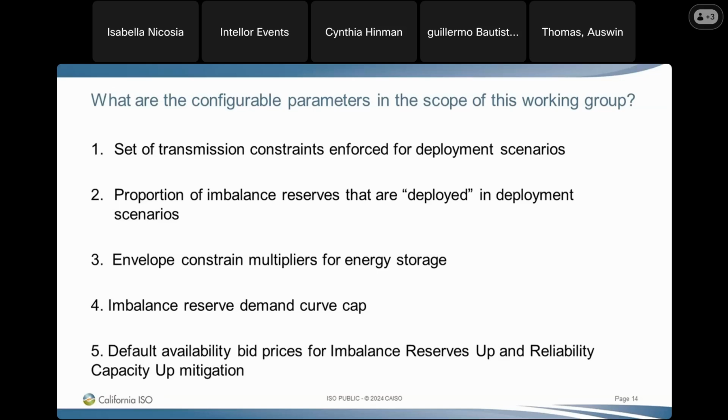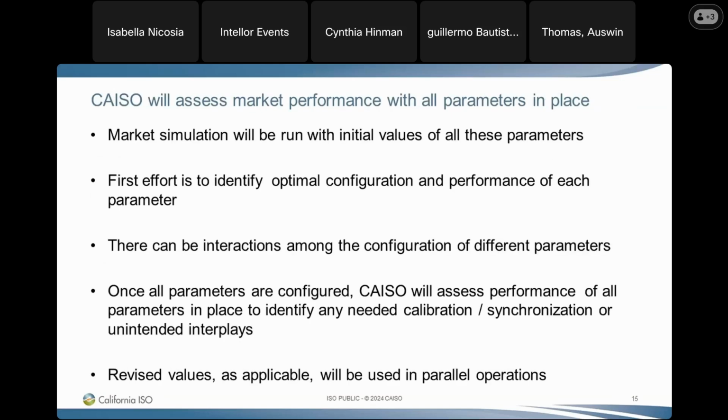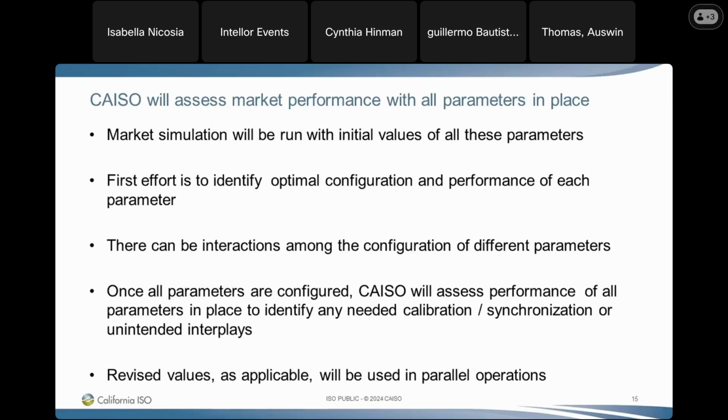So the market simulation will begin with initial values set for each of these 5 parameters. Using results from the market simulation and ad hoc analysis after simulation, we can identify the optimal configuration and performance of each parameter. And because there can be interactions among the configuration of these parameters, we will first assess each parameter individually, and later we'll assess the performance of all parameters in place. So the objective is to identify any needed changes to these initial values that can be then used in the parallel operation. So in the subsequent slides, we will see the steps outlined below, where we will first set the initial value of the parameter, run the sensitivity analysis with all the other parameters fixed in place, and then finalize the setting of a parameter.